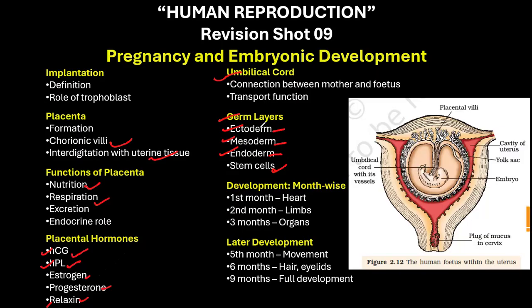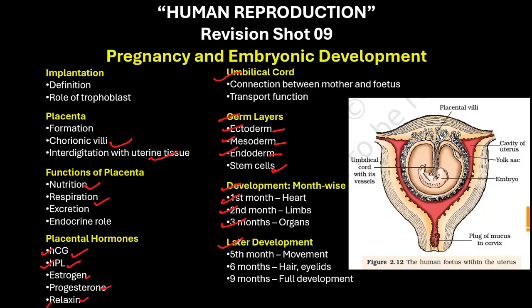So all the organs of the human body arise from these three layers. Then this inner cell mass also contains stem cells, which have the ability to form all types of tissues and organs. Now, development month-wise: first month, heart is developed; second month, limbs are developed; third month, organs are developed, like external genitalia and limbs.